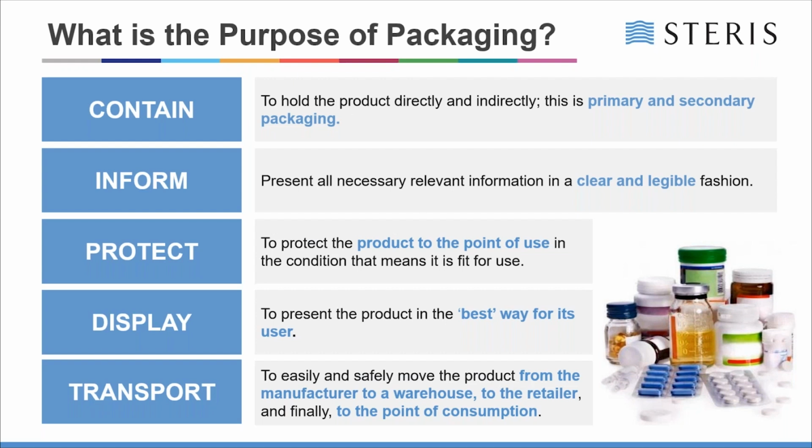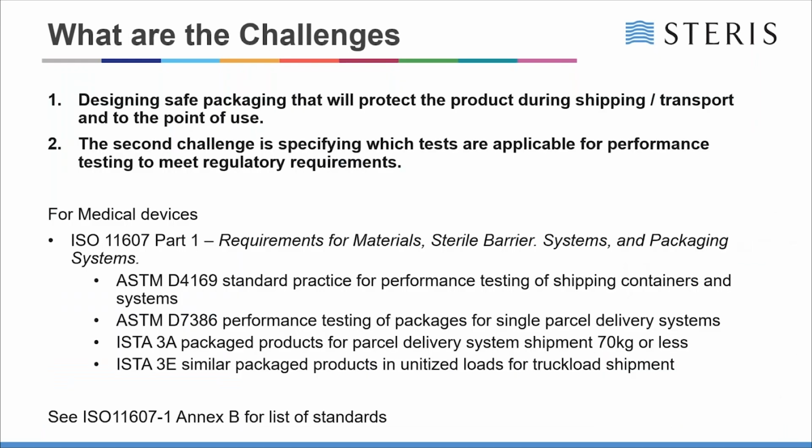And last but not least, to transfer from the point of manufacture out to the retailer, to the warehouse, to the storage location, and again to the point of consumption. It must be able to retain good product out to that. There are a number of challenges in doing this, and how you address those challenges. So you need to design safe packaging that will protect the product during the shipment and transport, and again, as I said, out to the point of use.